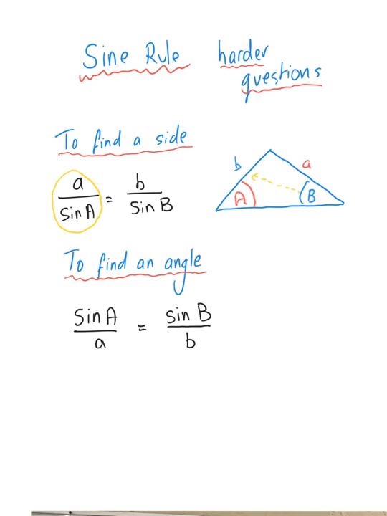To solve for an angle, we can use the formula written as sine A on A equals sine B on B. Remember here that if you solve on your calculator, it will always give you an acute angle for A. However, if the angle is obtuse, to find that we need to do the calculation 180 degrees subtract A to give us an obtuse answer. This is called the ambiguous case of the sine rule.